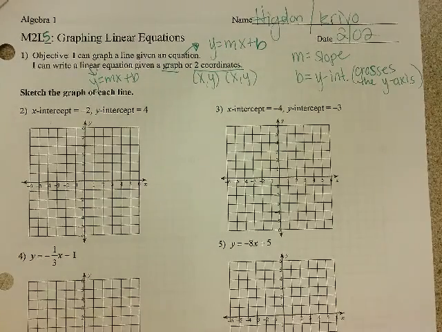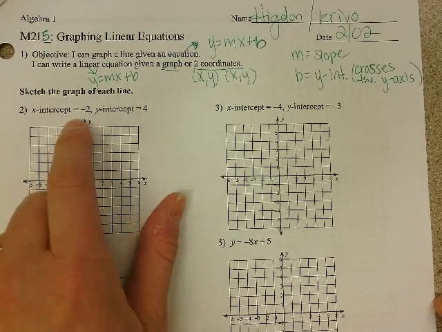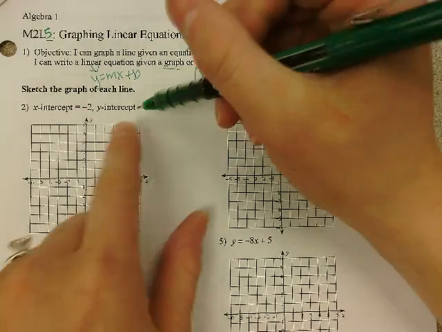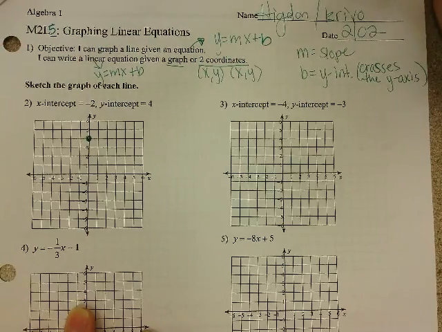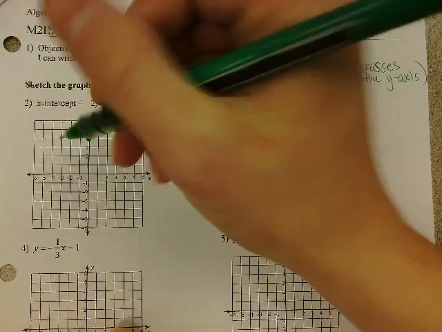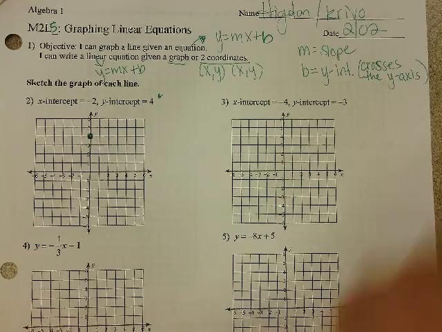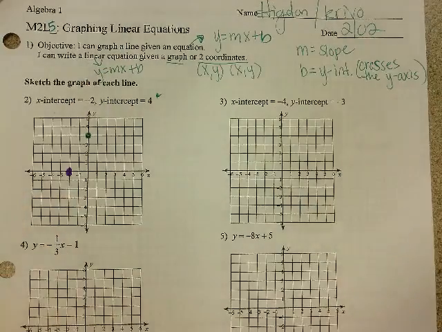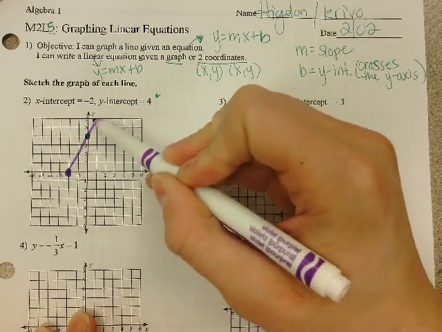All right, so let's look at this first one. This one gave us two intercepts. If the y-intercept is where we cross the y-axis, what do you think the x-intercept is? Where we cross the x-axis. All right, so there's our line.